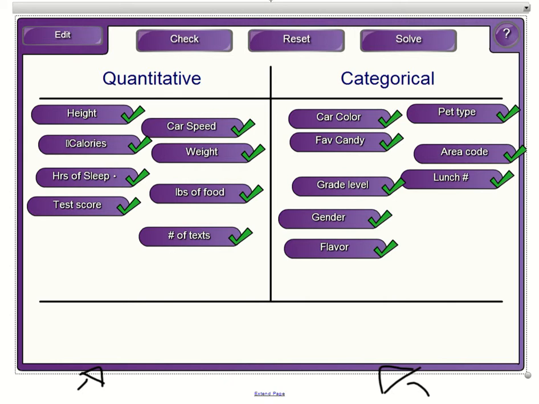Hopefully you got, there's 16 different variables you had to sort here. Hopefully you got at least 10 of these right into the correct category. If you didn't, you might want to go back and rewatch the video from lesson 1, day 1, and rethink what quantitative and categorical variables are.